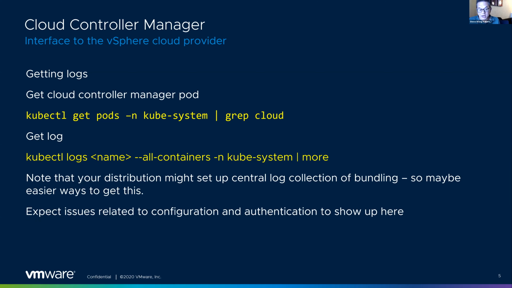Then you can do kubectl logs with the name of that pod. Just say all containers, and that will dump your logs. Generally the reason most people would even be concerned with getting logs is that something's not working right. But you can see the parsing of the configuration file at the very beginning of those logs.